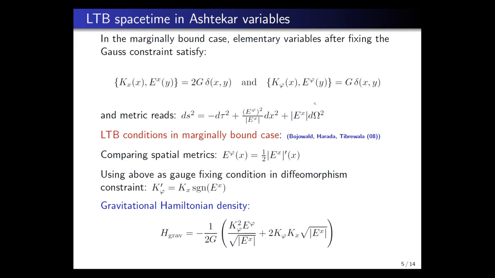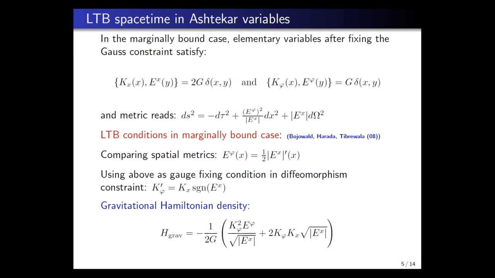And you can recast the spacetime metric in terms of these triads, and it takes this particular form. Now, in the marginally bound case, there are two LTB relations which come out, which were found by Martin Harada and Rakesh Tibrewala in 2008. Essentially, if you compare this metric with the previous metric, comparing the spatial metrics, one gets this relation between the two triads. And if one uses this relation as a gauge fixing condition in the diffeomorphism constraint, then another relation arises between the extrinsic curvature components, which is K phi prime equals Kx.